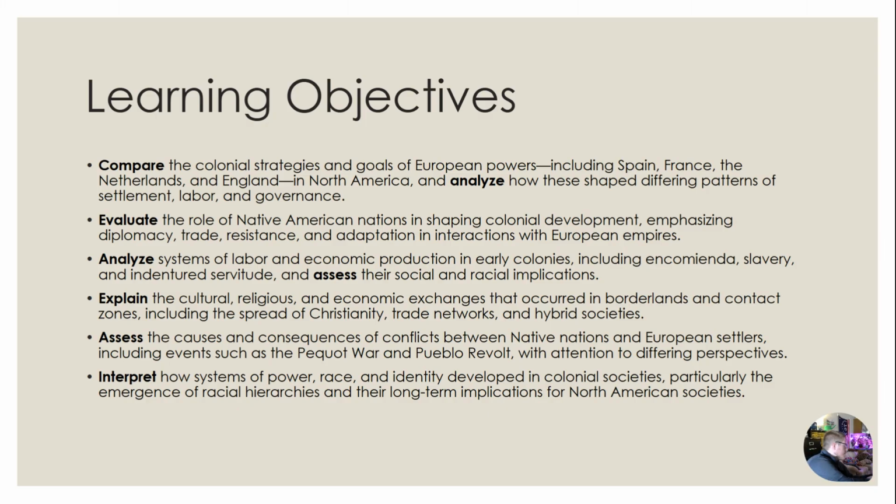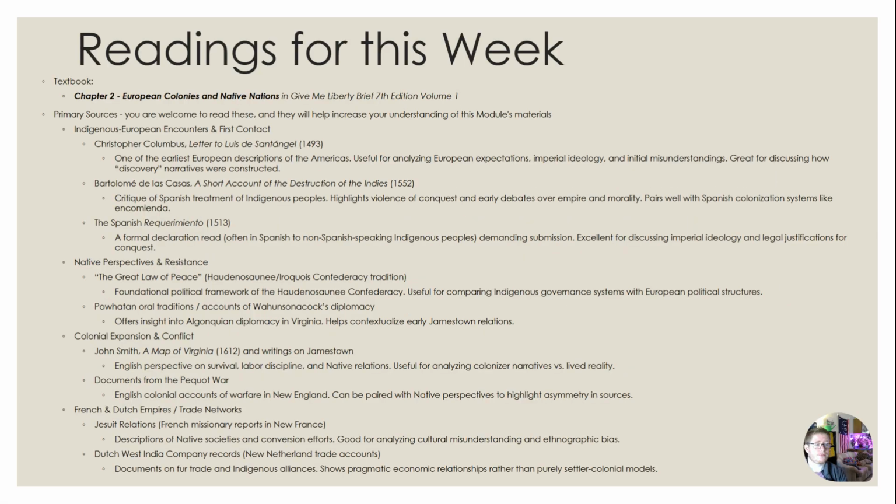So here are our learning objectives for this week. The big thing to keep in mind here is that we're going to be comparing and contrasting. We're going to evaluate the role of Native American nations. We're going to analyze systems of labor and try to start talking about the slave trade. We're going to explain various cultural, religious, and economic exchanges. We're going to look at some Native and European conflicts, and we're going to interpret how systems of power, race, and identity develop in colonial societies.